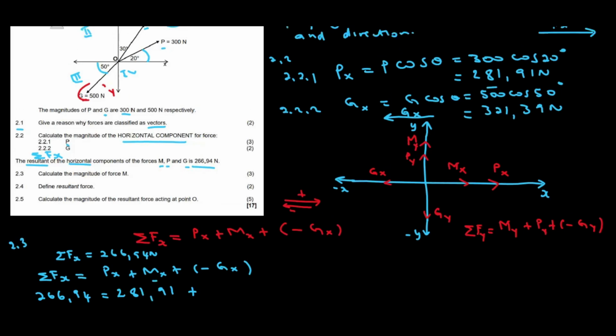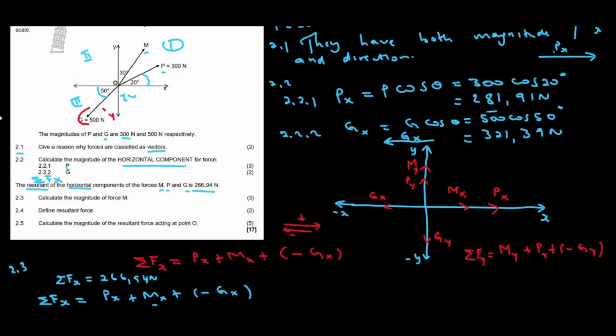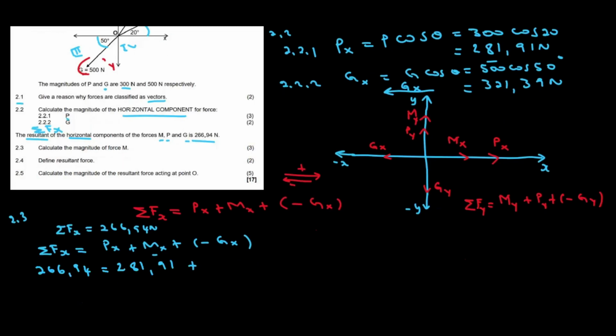Okay, let's go back to the diagram. You can see they've given us the value for P, they've given us the value for G, and they didn't give us the value for M, right? So it means I do not know the magnitude of M in X, but I will keep it as an unknown, okay? And then say plus minus G in X. G in X we calculated there. This is going to be negative 321.39, okay? Now, I can solve for M in X, right? So let me bring the calculator and sorry about that.